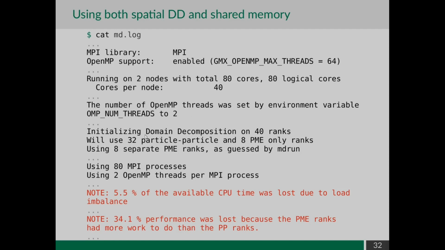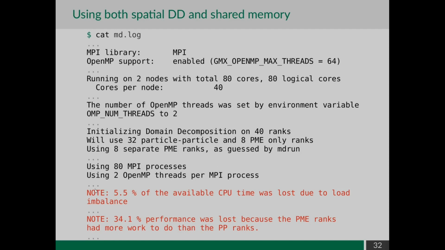So we have both. And when the simulation is started, Gromacs will report that it's using 80 MPI processes. Here we have 40 MPI processes on each core and using 2 OpenMP threads per MPI process.